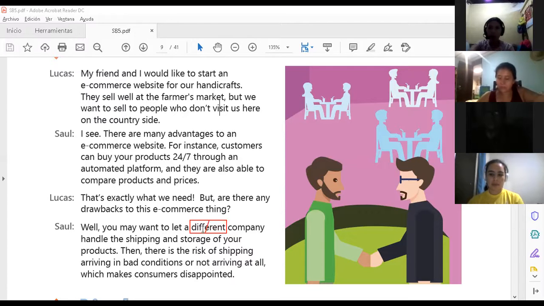Well, you may want to let a different company handle the shipping and storage of your products. Then, there is the risk of shipping arriving in bad conditions or not arriving at all, which makes consumers disappointed.